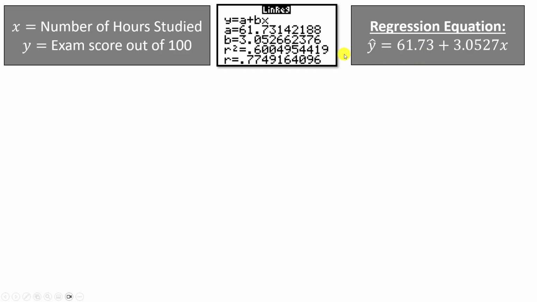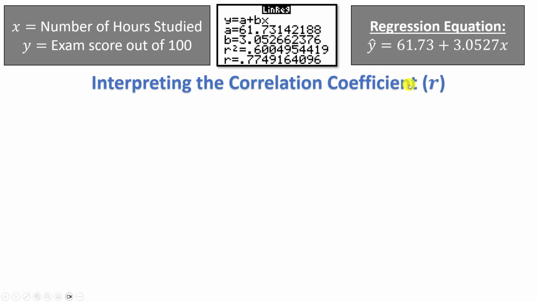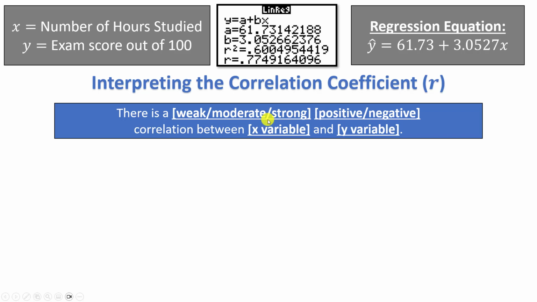Now you'll notice that the calculator does give us a couple of other numbers. It gives us r and r squared. So we're going to talk about those right now. We have talked about the correlation coefficient in a previous video, which is a measurement of how strong the line is going to fit the dots on the scatter plot. The general way that you should interpret the correlation coefficient, which just means describe the correlation coefficient, is that there is either a weak, moderate, or strong, either positive or negative correlation between your x variable and your y variable.